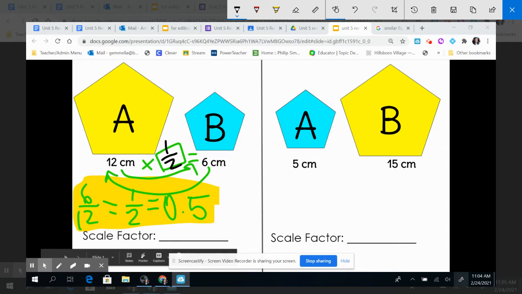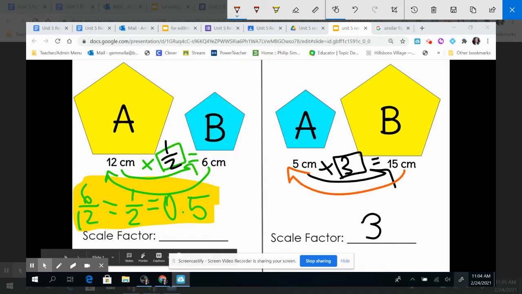Same idea for small to big. I want to know 5 times what equals 15. Now, most of us know that that's 3 off the top of our head, so the scale factor is going to be 3. If you're working with numbers where you don't automatically know what the answer is going to be, you can still use that strategy that I just showed you of working backwards and doing 15 divided by 5, and you still get 3. Okay, so that is how you would do scale factor.